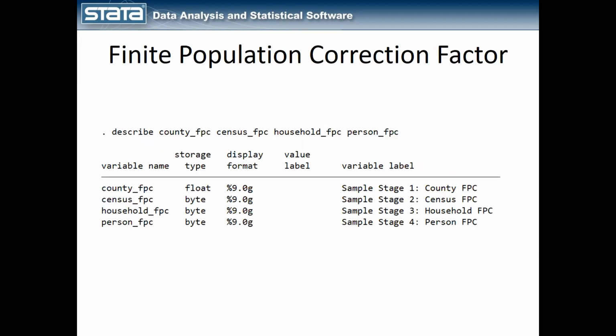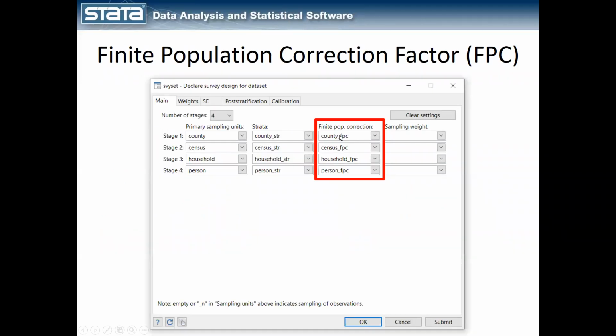Okay. So you're going to need these variables in your data set though. Someone has to have done this calculation, either you do or someone else has to have done these calculations. And it has to be done at each sampling stage because each sampling stage has its own sampling frame and its own sample. So you're going to be able to calculate this at each stage. So I have 4 of these in here: county FPC, census FPC, and so forth. And then I would simply put those in the dialog box here, and that becomes part of the sampling features in my data set.